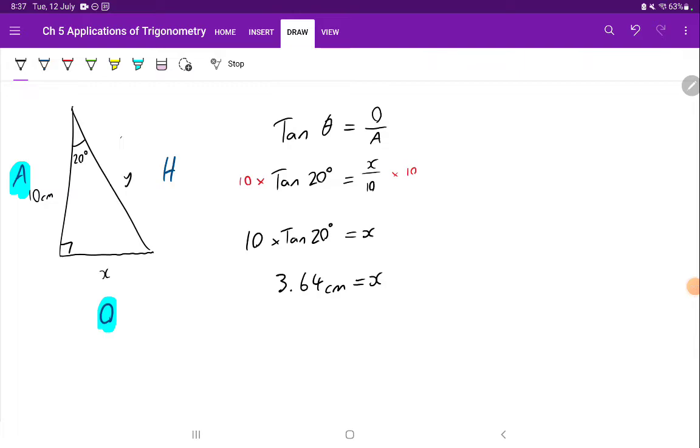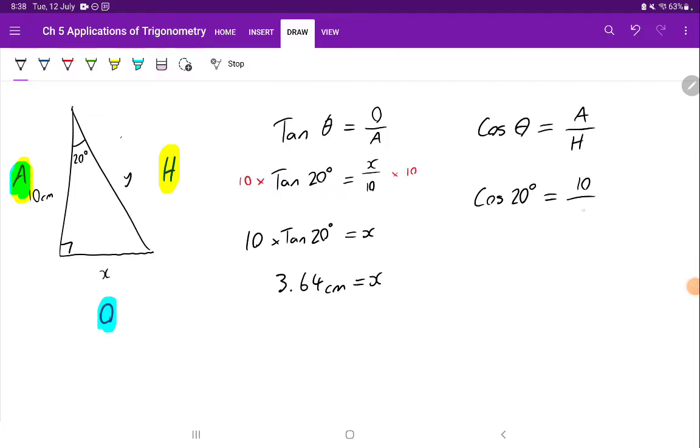Now we want to find the length of y. So let's use a different relationship. Let's use the adjacent and the hypotenuse. That's going to be cos. So cos theta equals the adjacent over the hypotenuse. There's an H there. Now we're just going to substitute in. The angle theta is 20 degrees, the adjacent is 10, and the hypotenuse is y.